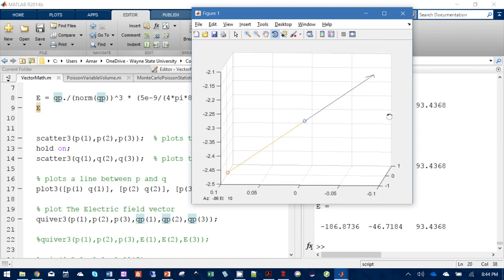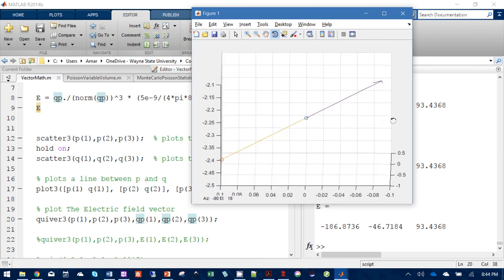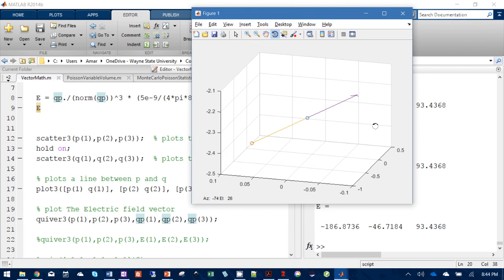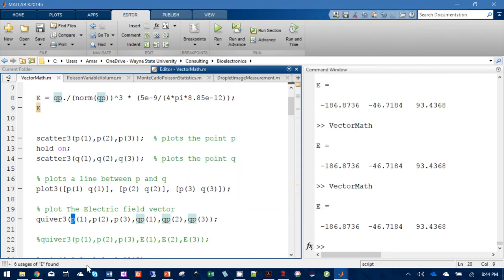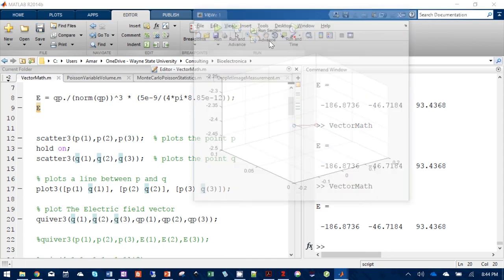It looks like the vector's pointed in the wrong direction here. Do we have the right magnitudes? QP, P1, P2. Oh, it should go from Q to P. Yeah, so this should be Q1, Q2, Q3. There you go.